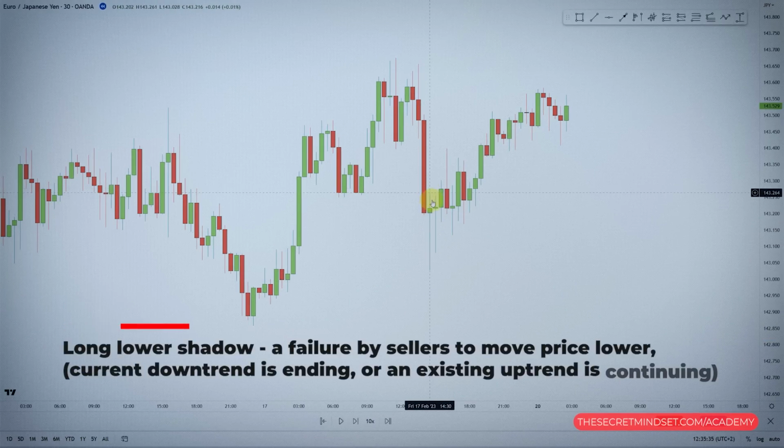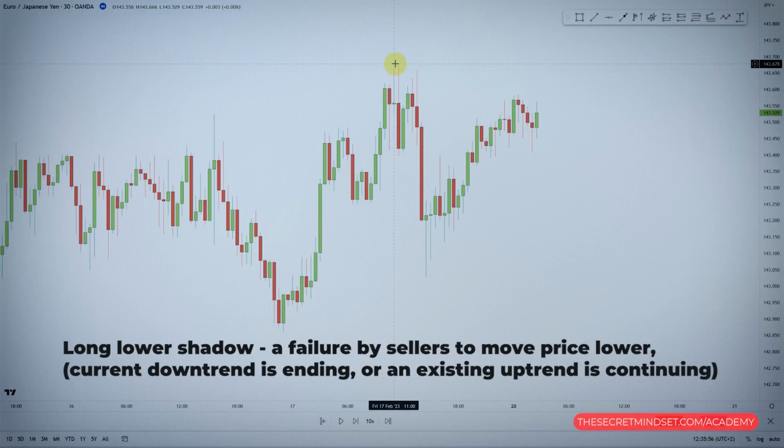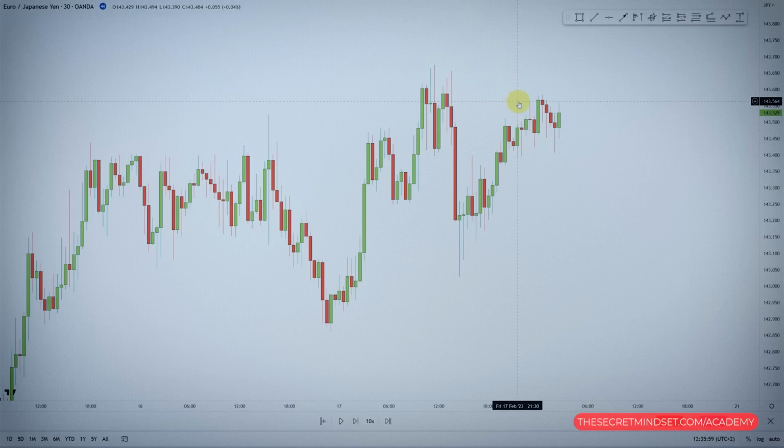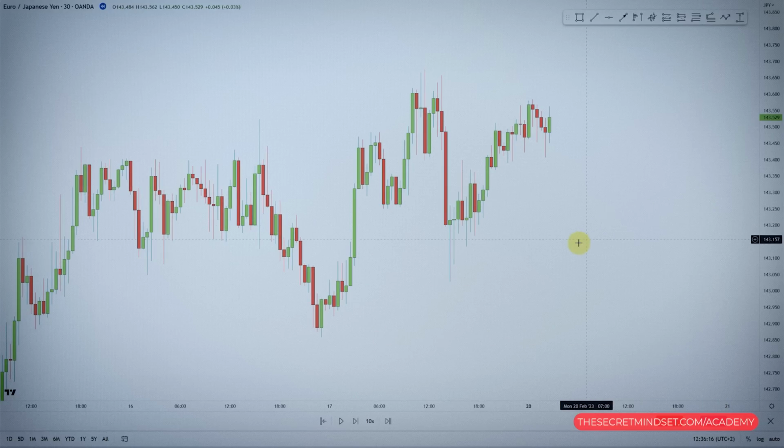The appearance of a candlestick with a long lower shadow indicates a failure by sellers to move price lower, which leads to the immediate conclusion that either the current downtrend is ending or an existing uptrend is continuing. However, the pattern can have either a bullish or a bearish interpretation, depending on where it appears. The real body may also be either green or red, without affecting the interpretation of the candle. A long lower shadow candle often appears at the bottom of a down move and is often the highest point in the uptrend and signals the reversal point.